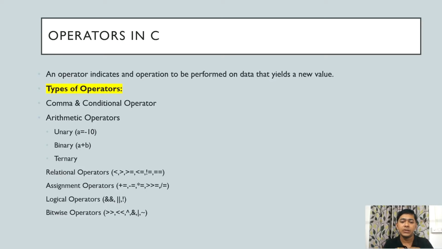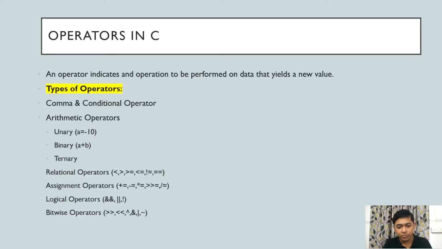Relational operators mean comparing. We need to compare whether a particular value is greater, smaller, greater than or equal to, or equal to, for example whether the value of a is equal to c or not. Then whether the value of a is greater than c or equal to c, and the not-equal sign. Not equal to means the value of a is not equal to c. It may be greater, it may be smaller, but it should not be equal to c. For all those cases we use relational operators.